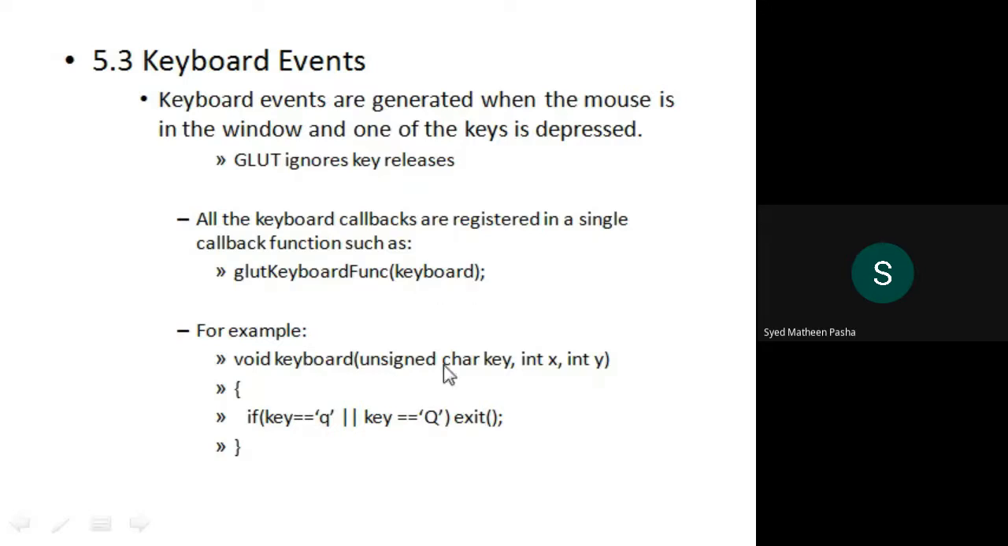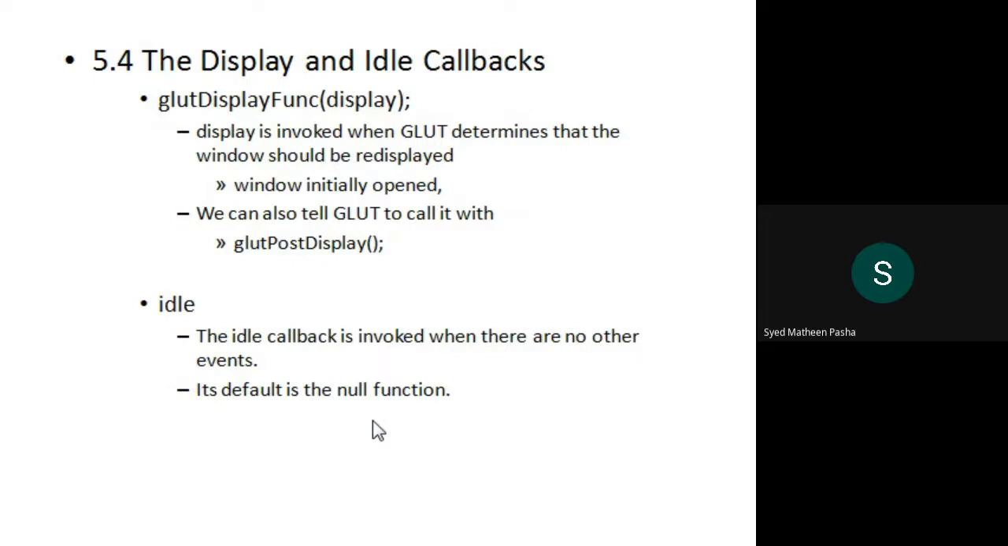So this is an example of a keyboard function where it is just checking for a condition. If you are pressing the key as small letter q, or if you are pressing capital letter Q, you are just coming out of that particular keyboard function. That is a simple example of a keyboard event. So that was about keyboard functionalities.